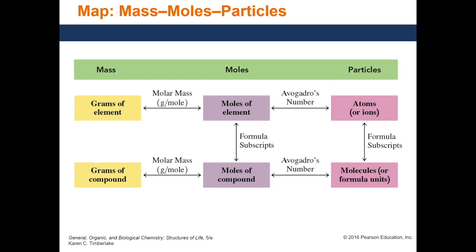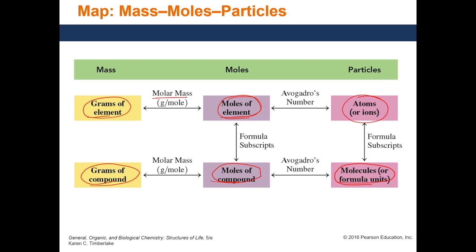Okay, so here's one kind of solution map that is given to you. If grams of an element are given to you, you can go from grams to moles by using molar mass, and from moles you can go to number of atoms by using Avogadro's number. Similarly, if grams of a compound are given to you, you can go from grams to moles by using molar mass, and from moles to number of molecules by using Avogadro's number.